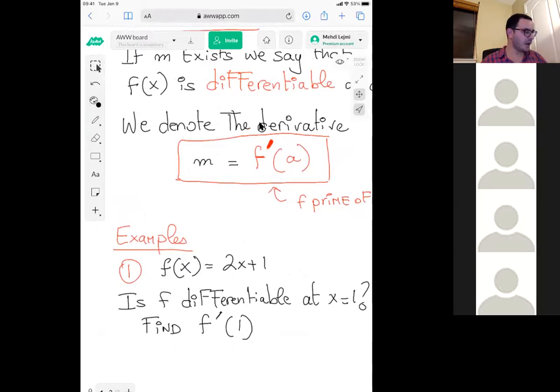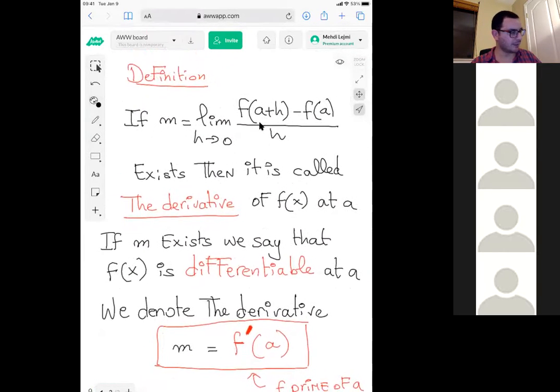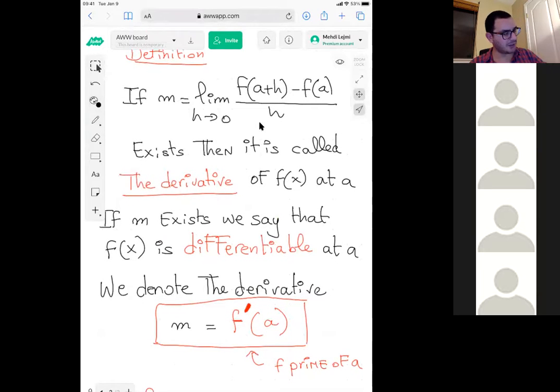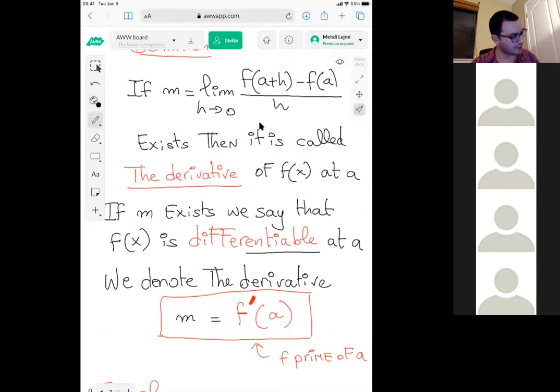So when you ask such a question, is f differentiable at x equal to 1, what does it mean for f to be differentiable at x equal to 1? Again, we said by definition, if this number m here exists, then the function f would be differentiable. We see the definition here. It's differentiable if the number m exists. So all you have to do is compute this number m, and if m exists, then the function would be differentiable at a.